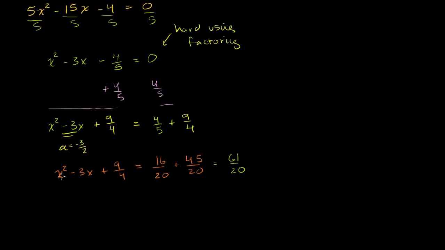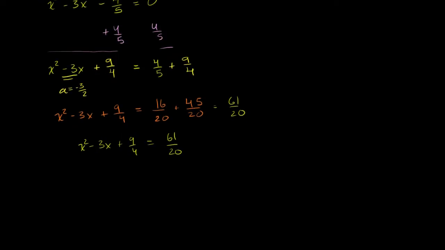So let me just rewrite it. x squared minus 3x plus 9 over 4 is equal to 61 over 20. Crazy number. Now, this, at least on the left-hand side, is a perfect square. This is the same thing as x minus 3 halves squared. And it was by design. Negative 3 halves times negative 3 halves is positive 9/4. Negative 3 halves plus negative 3 halves is equal to negative 3. So this squared is equal to 61 over 20.